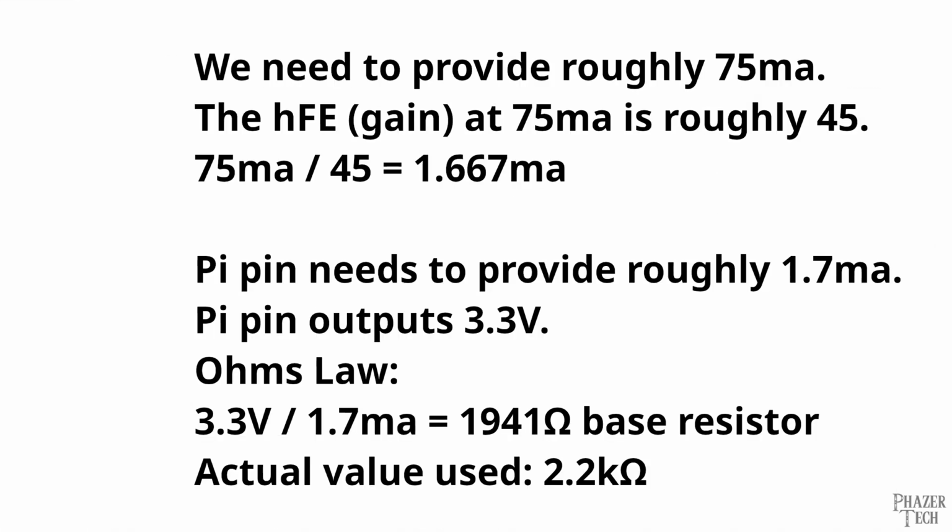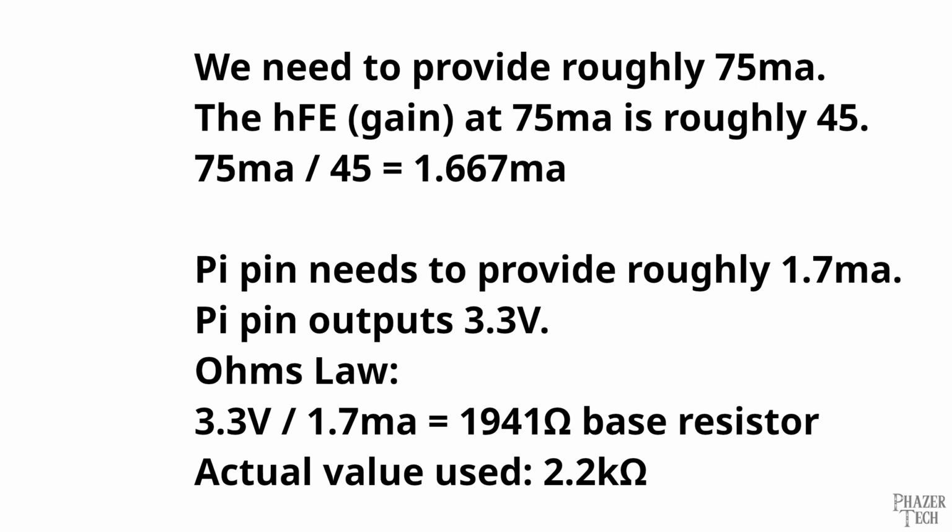So since we want approximately 80 milliamps, or 75 milliamps, close enough, we divide that by 45, which means that the Raspberry Pi's output pin will need to provide about 1.7 milliamps, which is much less than its maximum of 16 milliamps. So that's good. We don't want to get close to the maximum rating of the pin.